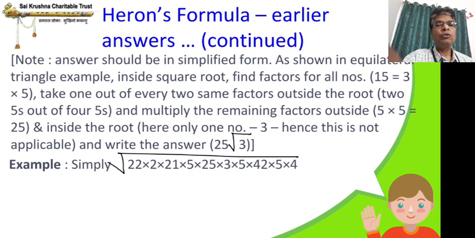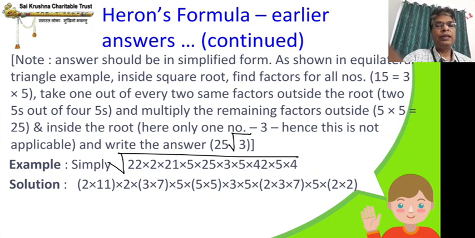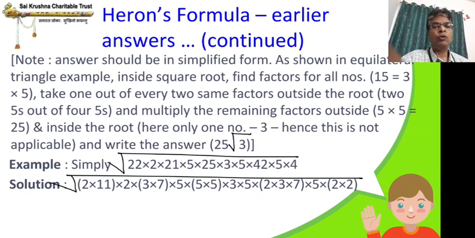Simplify square root of 22 into 2 into 21. Suppose there are such complicated numbers inside the square root. So, the first step, we should see the factors. 22 is 2 into 11, 21 is 3 into 7. Better to put brackets also so that we don't make any mistakes. 25 I have broken into 5 into 5, next 3 and 5, no further division. 42 is 2 into 3 into 7, 5 no division, 4 is 2 into 2. So, I am putting the square root.